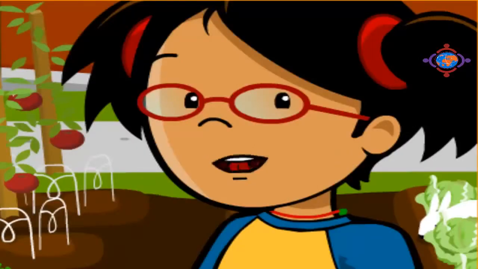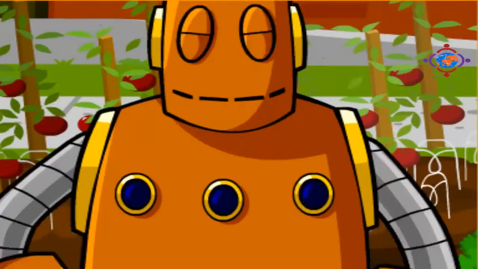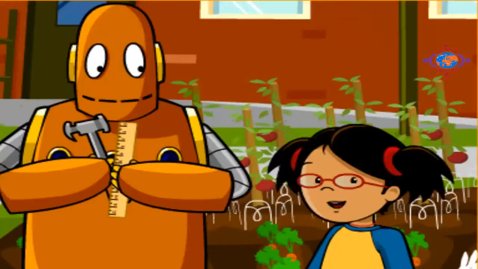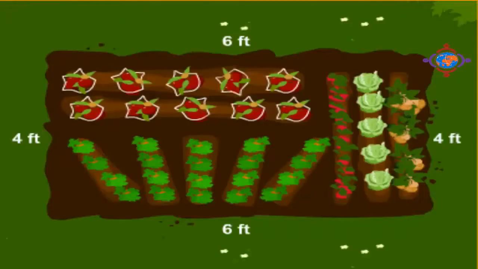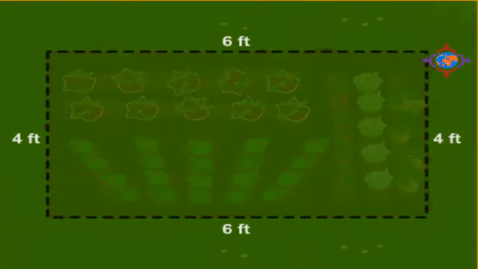Figuring out the perimeter can help you build or design things. We want to build a fence that goes around our class garden. What's the perimeter of the garden? I know our class garden is 6 feet wide and 4 feet long. Add up all of the measurements to find the perimeter.